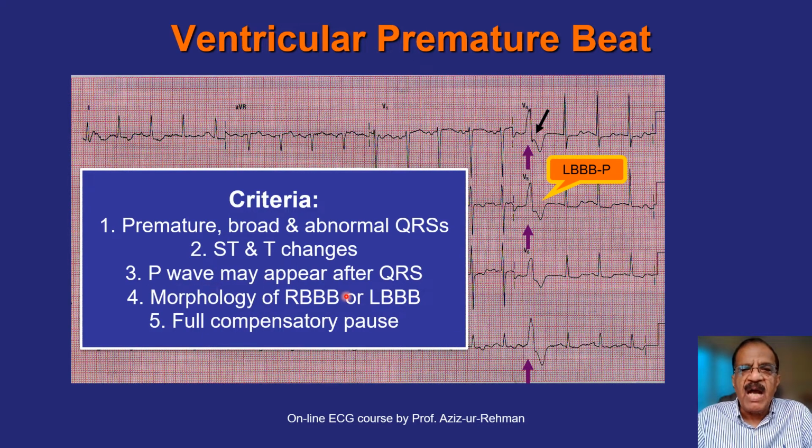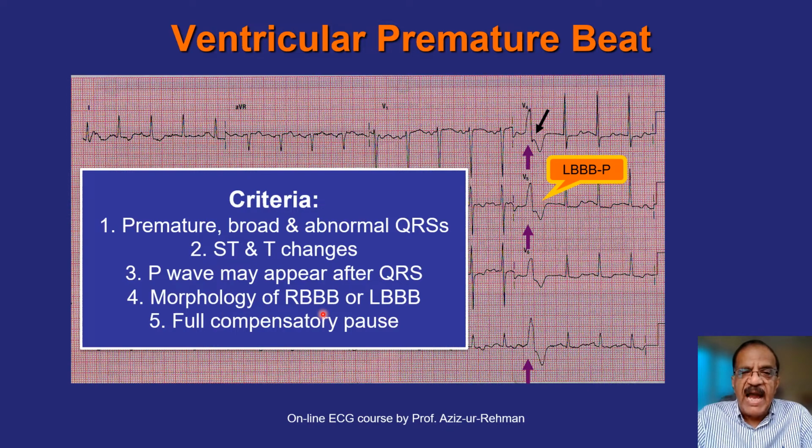A P wave may appear after the QRS. Now this P wave appears after the QRS on the ECG. It has got nothing to do with this QRS. This QRS is of ventricular origin. This P wave is of atrial origin. It just happened to follow the QRS complex because this was its expected time. The ventricular premature beat came earlier. So that is why the P wave actually followed the QRS complex. This is not a retrogradely conducted P wave. That concept I will explain sometime later. But this is actually a normal sinus beat that happened to follow the QRS complex because the QRS complex came earlier.